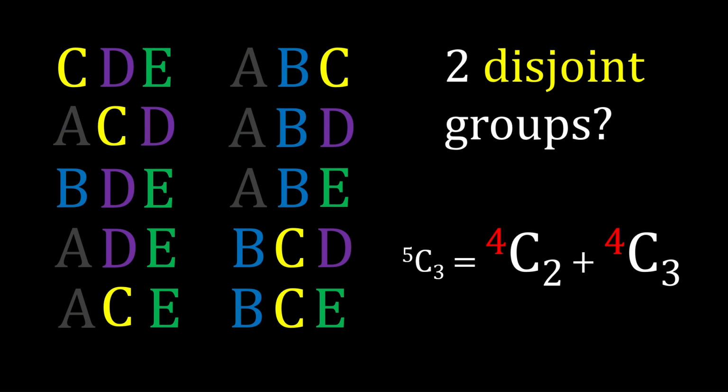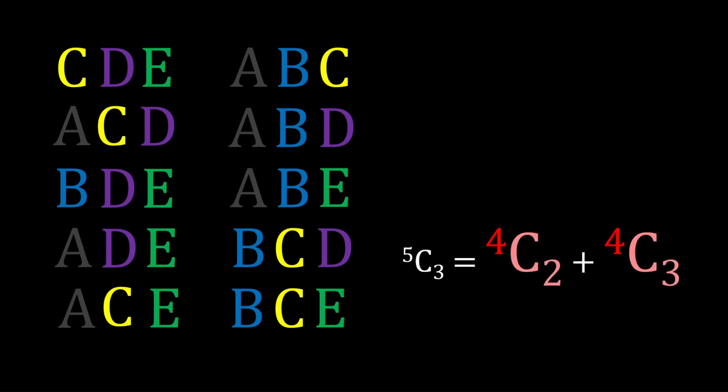Now, we see that the addends are actually 4 choose 2 and 4 choose 3. Or, how many ways are there to pick 2 objects from 4? And, how many ways are there to pick 3 objects from 4? Look at these cases again. Is it clear how we can split these groupings now?